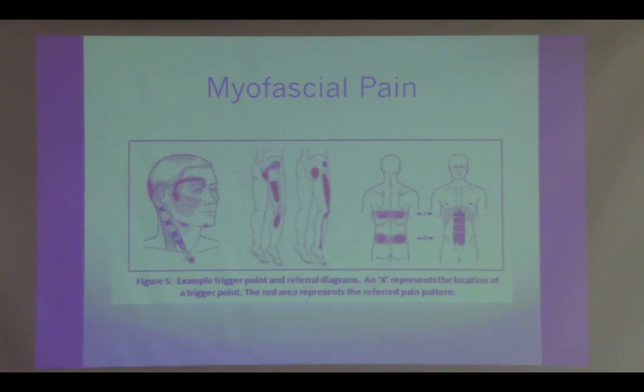So this is an example of very characteristic referral patterns. The one probably most people here are interested in is this one on the left. The X's represent trigger points. If you press there, it tends to cause a radiation of pain that goes to the back of the head or around the eyebrow. So you can see that myofascial pain does spread.